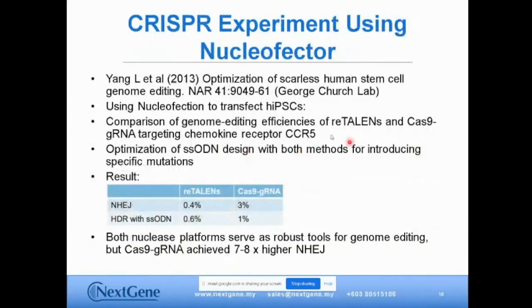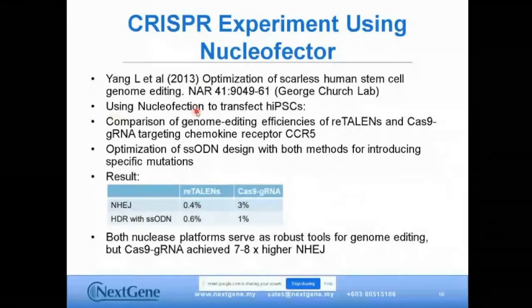Okay, here I would like to show a few experiments using Nucleofection for a CRISPR experiment. The group of scientists, Young and co-workers, published a publication called Optimization of Scarless Human Stem Cell Genome Editing, back in 2013. They are using Nucleofector to transfect human induced pluripotent stem cells.